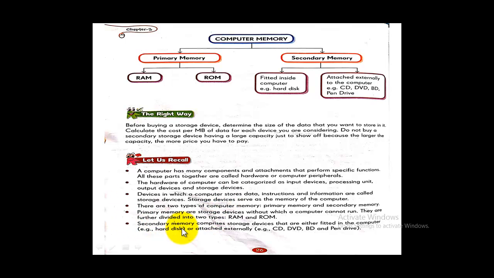Now secondary memory comprises storage devices that are either fitted in the computer, that is hard disk, or externally attached, that is CD, DVD, BD, pen drive.